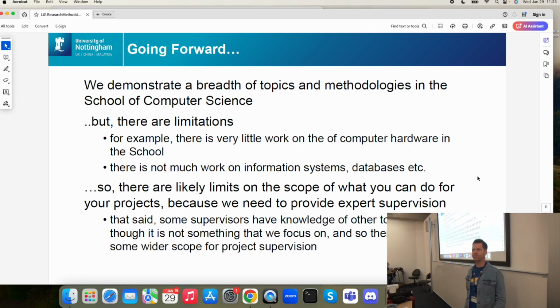Another question? What is the process of getting a supervisor? Like, if we have someone in mind, can we email them? Or is there some sort of form that we have to put in? So the question is, what is the process of getting a supervisor?